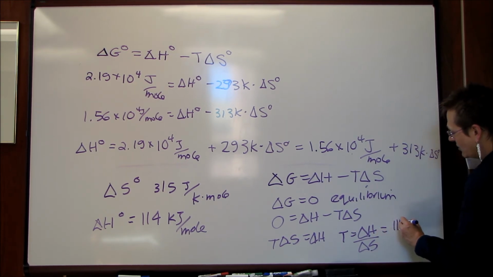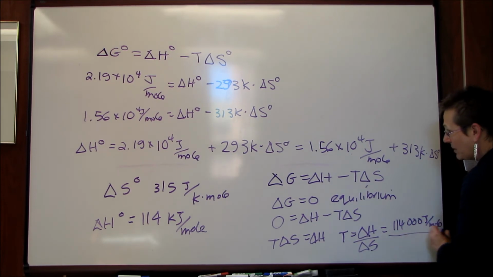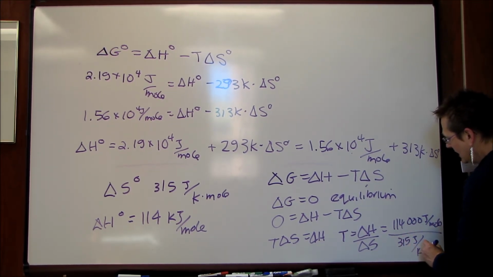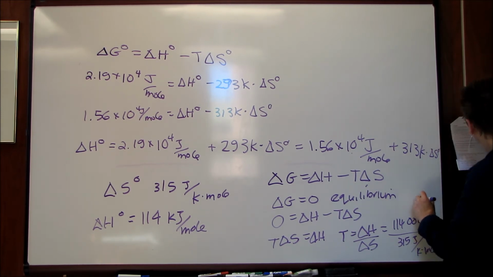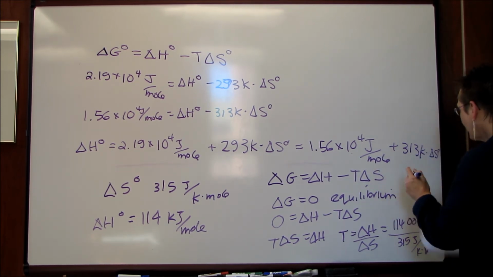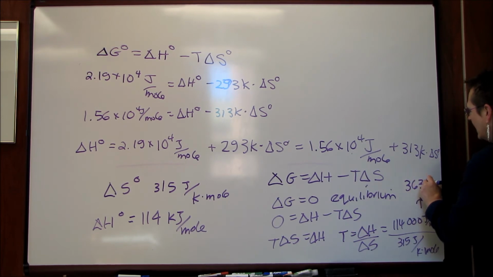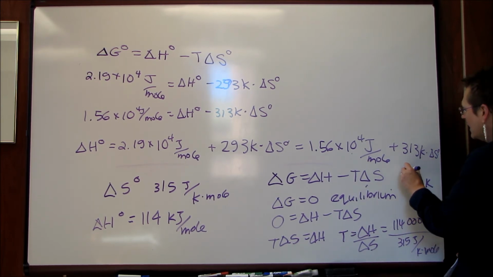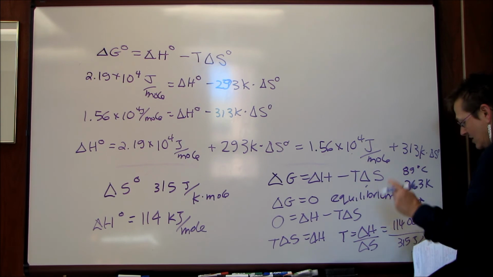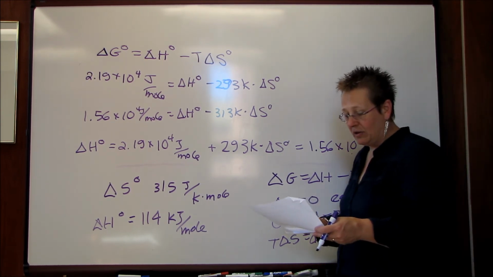We say 114,000 joules per mole divided by 315 joules per Kelvin mole. And look at that, we're going to get the right units of Kelvin. This gives 363 Kelvin, or 89 degrees Celsius. So this is the temperature at which this system would be in equilibrium.